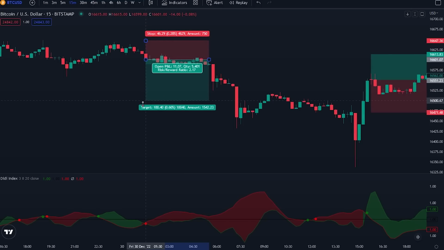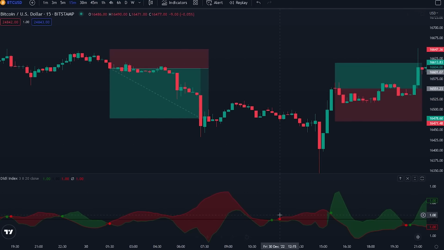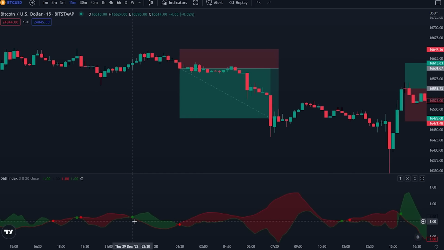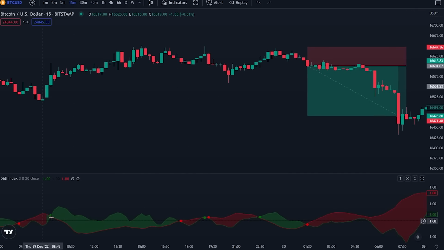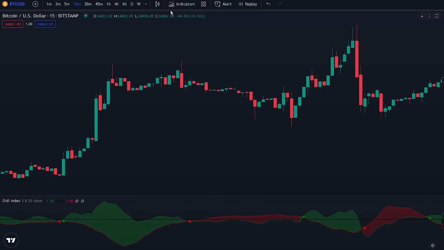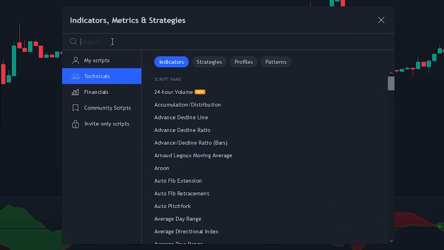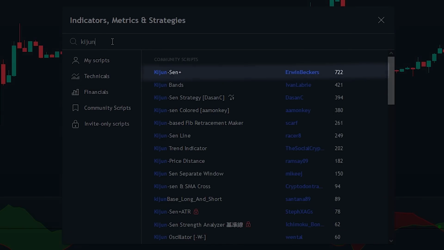Despite this being a good way of using the indicator, many false and losing signals are provided. Along with this, we also see that many good trades are missed out on due to late signals. To avoid missing good trades or entering into losing positions, let's add other indicators to the chart. Head over to the Indicator Search tab and search for the Kijunsen indicator. Select the indicator made by Erwin Backers and add it to the chart.